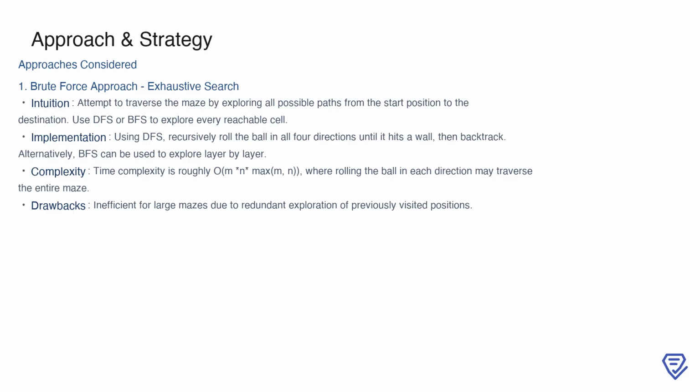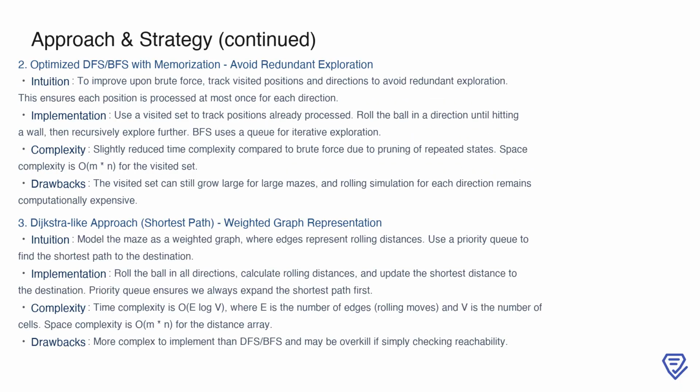The primary drawback of this method is its inefficiency for large mazes, as it redundantly explores previously visited positions, making it impractical for real-world scenarios with complex layouts. To address the inefficiencies of the brute force approach, we can optimize the search by incorporating memoization to avoid redundant exploration. Here, the idea is to track visited positions and directions, ensuring that each position is processed at most once for each direction. This dramatically reduces the amount of repeated work.